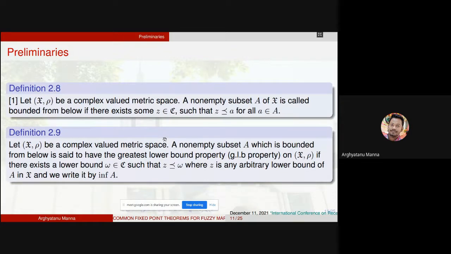Let X be a complex valued metric space. A non-empty subset A is called bounded from below if there exists a z belonging to C such that z is partially less than or equal to a for all a belonging to A. Let (X, ρ) be a complex valued metric space. A non-empty subset A which is bounded from below is said to have the greatest lower bound property on (X, ρ) if there exists a lower bound ω belonging to C such that z is partially less than or equal to ω, where z is an arbitrary lower bound of A in X, and we write it as the infimum of A.